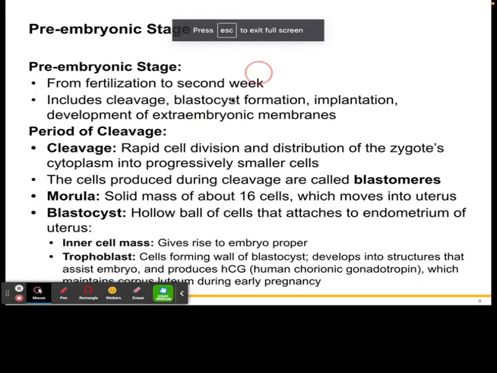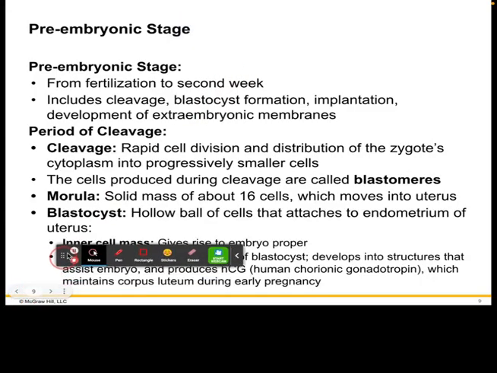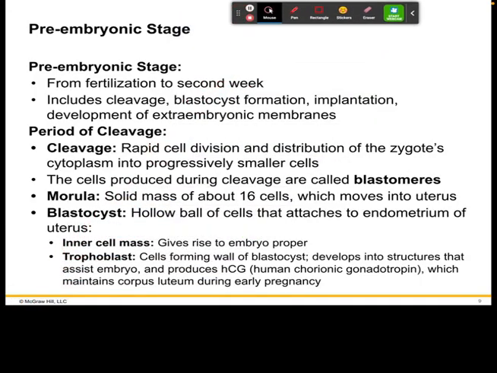Hey everyone. So in this video we are going to discuss the pre-embryonic stage of pregnancy. The pre-embryonic stage is from fertilization to about the second week of pregnancy. This includes the cleavage, blastocyst formation, implantation, and development of the extraembryonic membrane. So what are all these things? Let's talk about them.